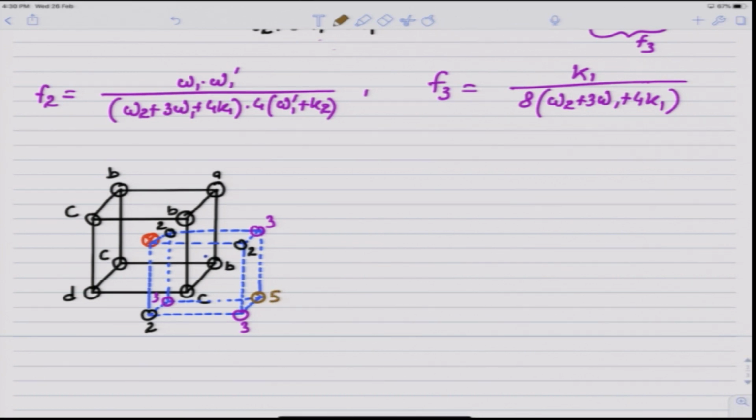So, the first type of jump, if we consider for B, we can write Pn of B is equal to, so the jump from second nearest neighbor to the nearest neighbor.